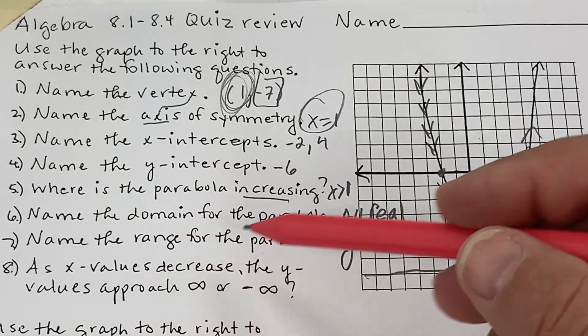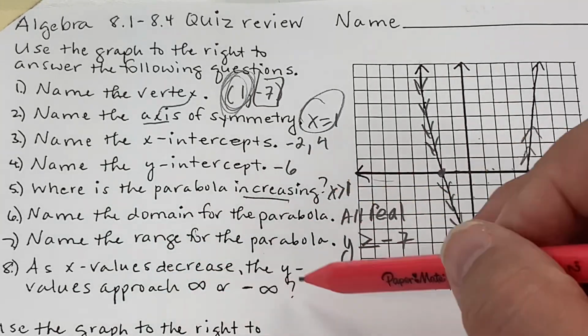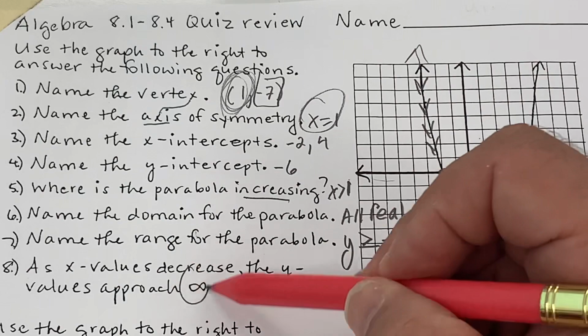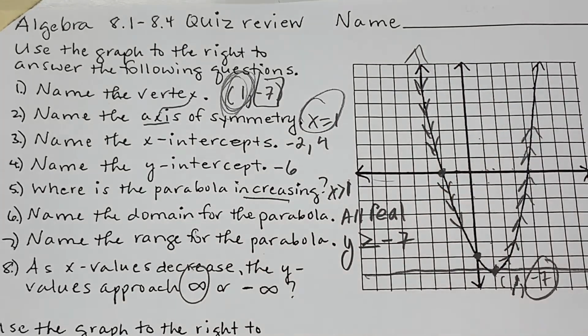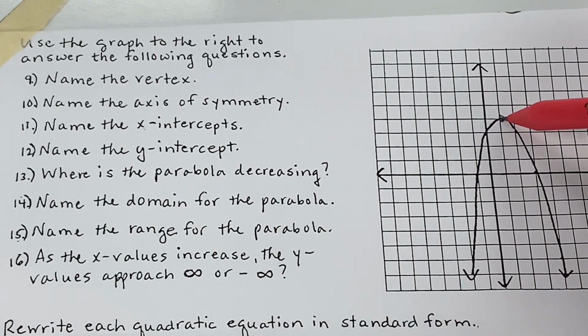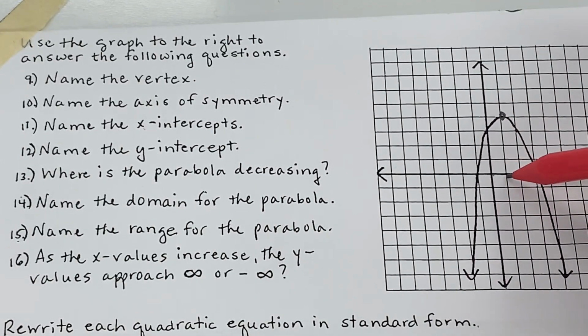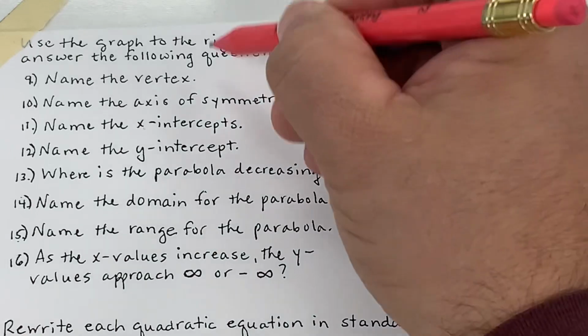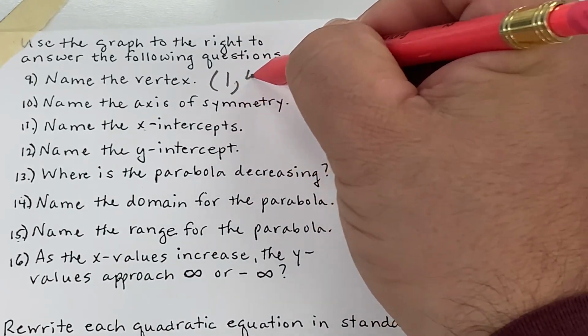As x values decrease, so as the x goes to the left, the y values go up. Up is positive infinity. All right, again, I'm asked to name the vertex. The vertex is going to be this maximum point here. Notice I go right 1, up 1, 2, 3, 4. So the vertex is going to be 1 comma 4.